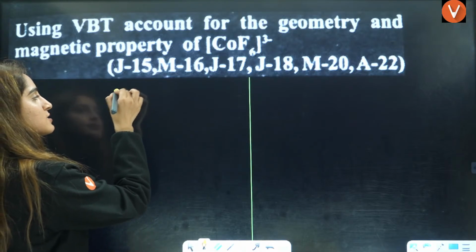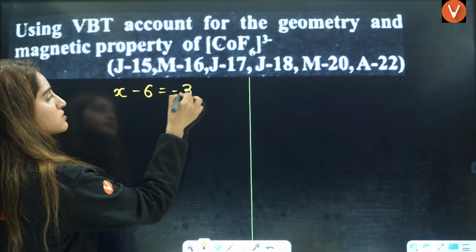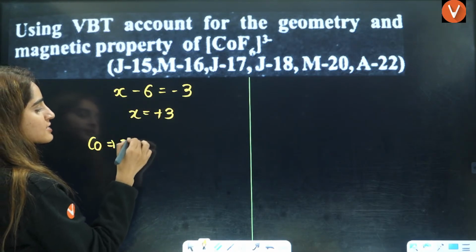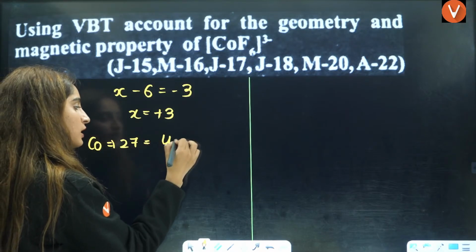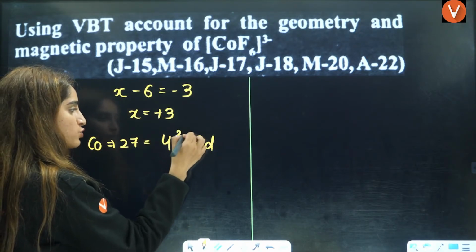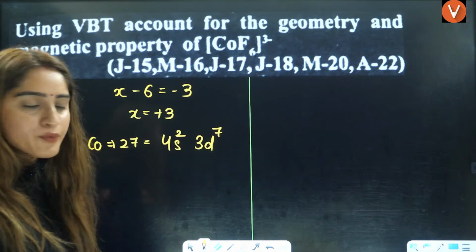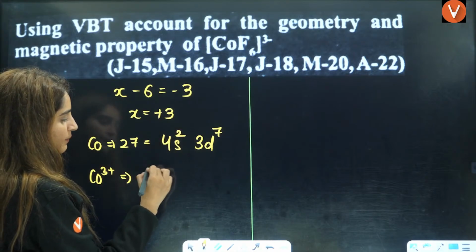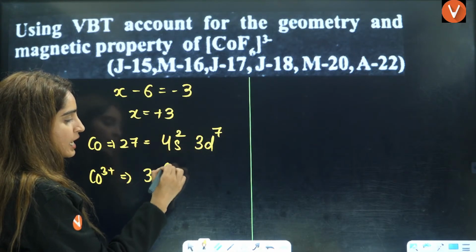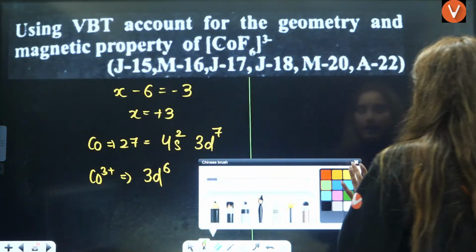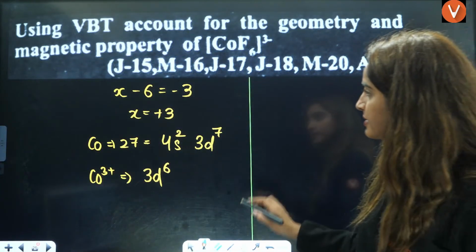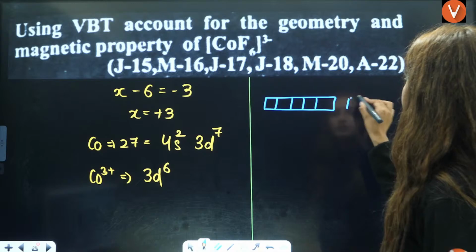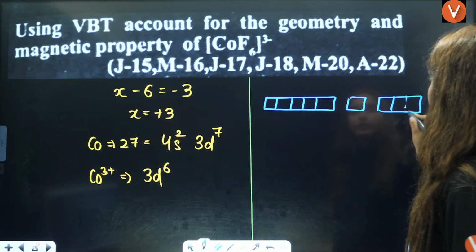If you talk here, this is x minus 6 is equal to minus 3. That means x is equal to plus 3. We know that cobalt, that is 27 oxidation number, is basically 4s and 3d. This is 27, so it is 2 and 7, right? Now, we are saying cobalt 3 positive. That means 2 electrons will be eliminated from 4s and 1 will be eliminated from d. It will be 3d6. Here what we are about to do, this is 3d6. This is going to be 1, 2, 3, 4, 5. This is 4s. This is 3d.